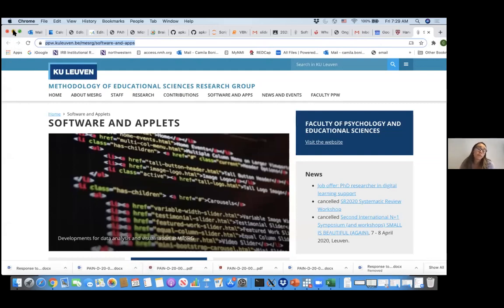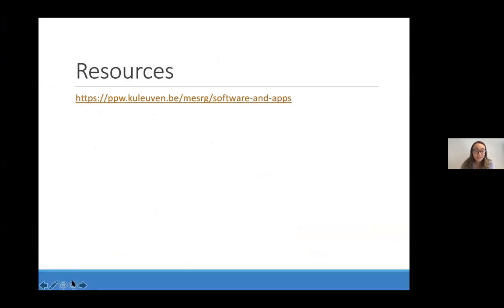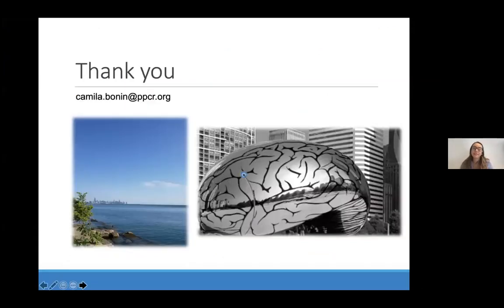So it's there. I think it's very interesting, and I think this year it was supposed to be the first N-of-1 conference in Leuven, and it was supposed to be in April, but because of coronavirus, they had to cancel it. But the name was One is Beautiful. It was a very interesting name, yes.